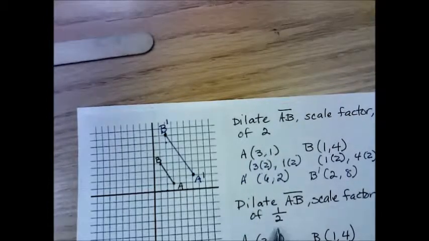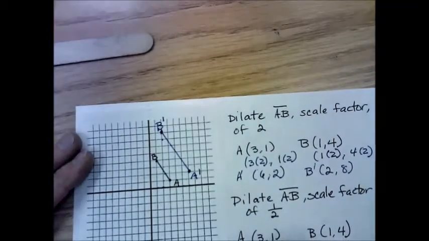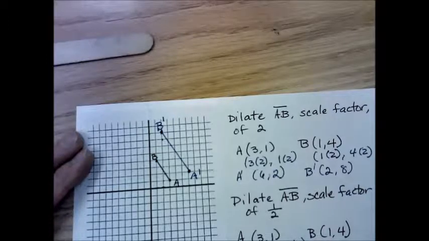Now, we have a scale factor down here of 1/2. So what's going to happen with that? That means I'm going to do 3 times 1/2, and that's 1.5. And I'm going to do 1 times 1/2, and that will be 0.5. So A prime is now 1.5 for your x and 0.5 for your y. I'm going to take my 1 and multiply it times 1/2 here.